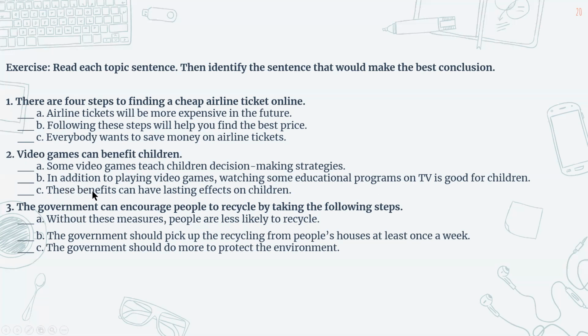These benefits can have lasting effects on children. So you can choose A or C. Which one do you think is best? Some video games teach children decision-making strategies. Okay. These benefits can have lasting effects on children. Actually, I would say it's C. I could begin this concluding sentence with, in conclusion, these benefits can have lasting effects on children.